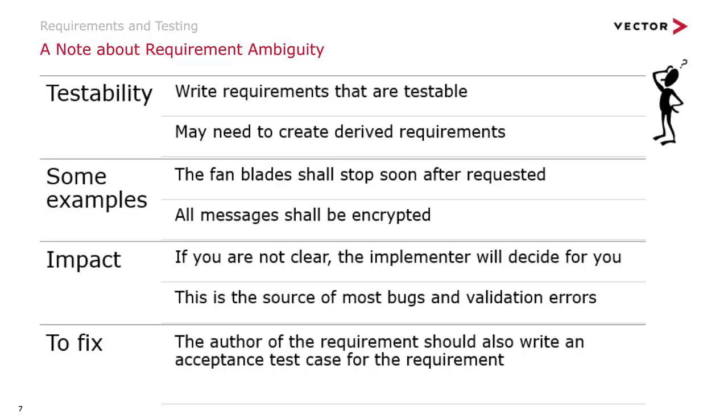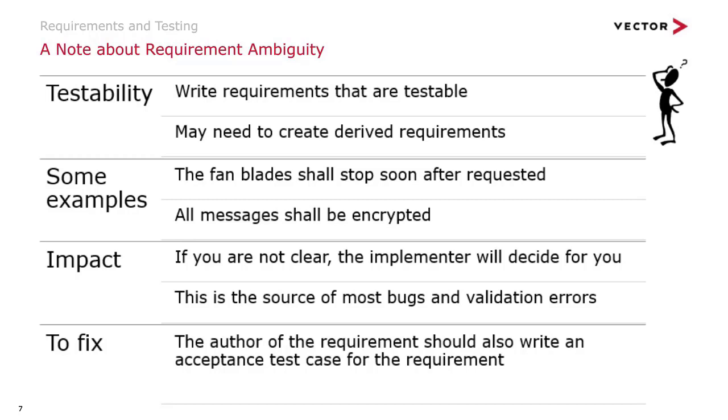So the very first thing we want is to make sure that when we're writing these requirements, these requirements have some testability behind them. So we want to write requirements that are testable. When we write requirements that aren't testable, certain assumptions are made, interpretations are made, and those usually have bad consequences.